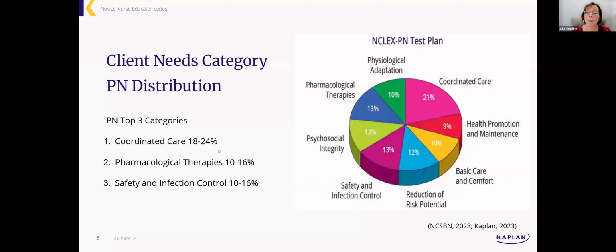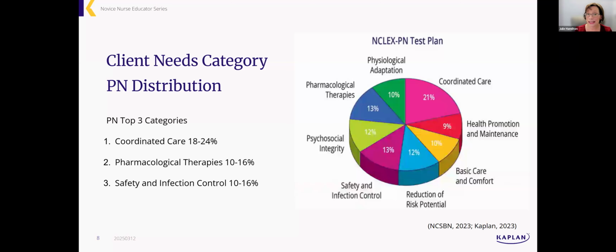This next pie graph and information is based on the PN client needs category and distribution. Same kind of method within the pie graph, but the distribution is a little bit different for the PN based on the scope of practice and those survey results of what those students need to know, and those skills and those actions they have to be able to actually demonstrate and show to be a safe practitioner.